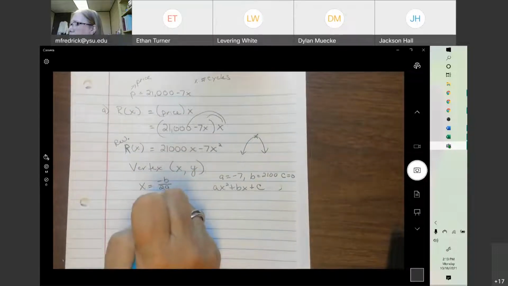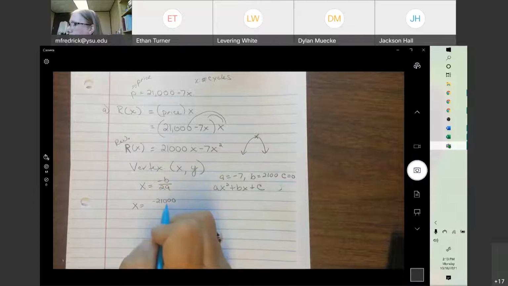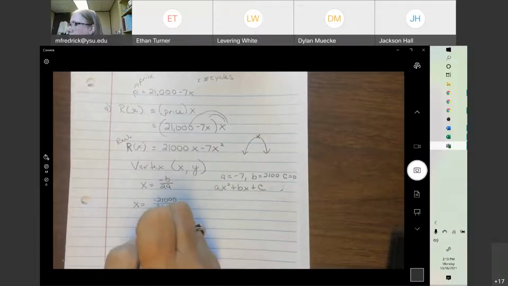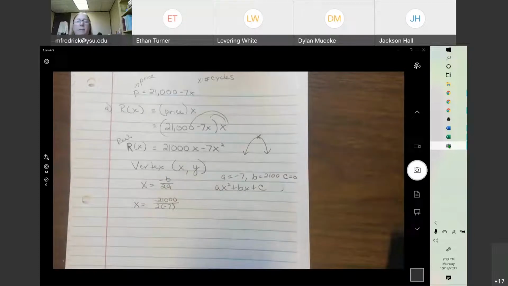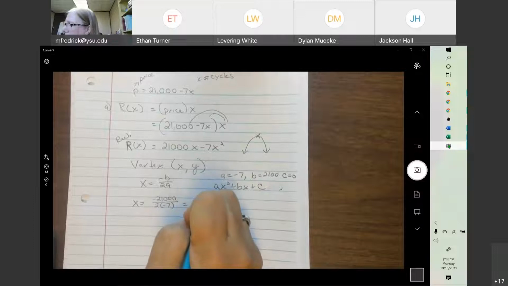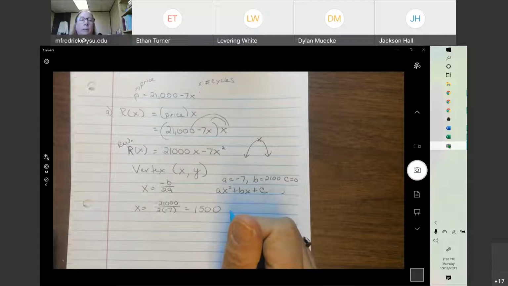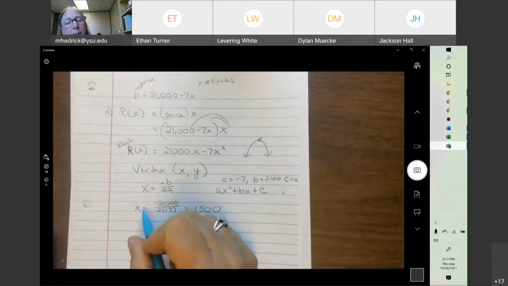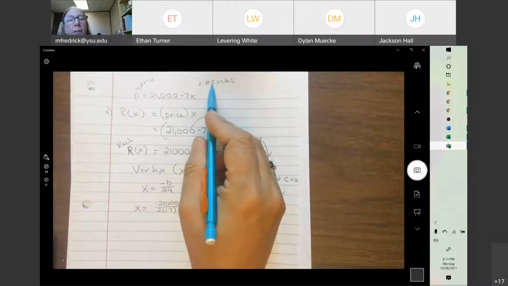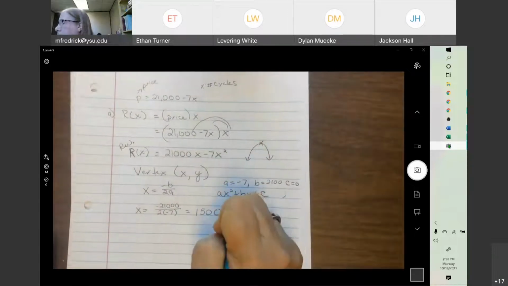Negative 21,000 over 2 times A, which was negative 7. And you should get 1,500. Any questions on that part? Now think about what X means. X is the number of motorcycles. So 1,500 motorcycles.